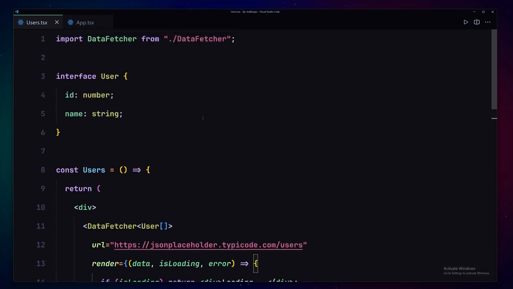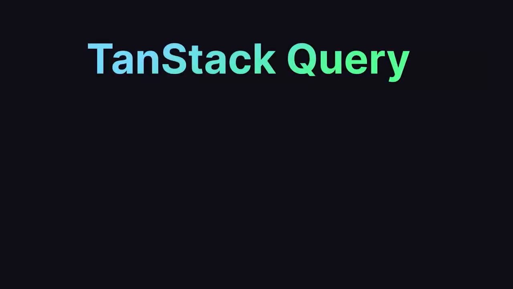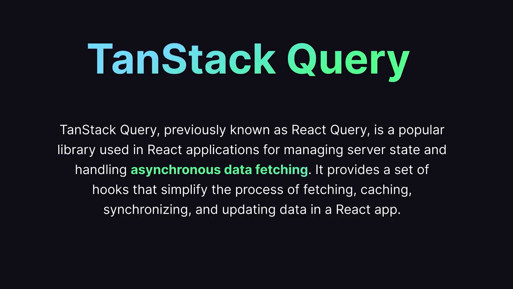design pattern in React.js. Let's talk about TanStack Query. So TanStack Query, previously known as React Query, is a popular library used in React applications for managing server state and handling asynchronous data fetching. It provides a set of hooks that simplify the process of fetching, caching, synchronizing, and updating data in React applications. So that was just a quick definition of what TanStack Query is.